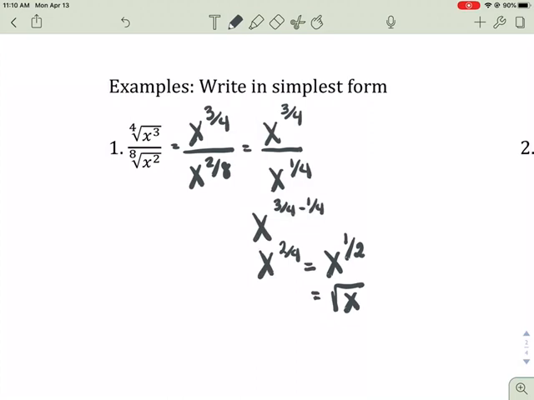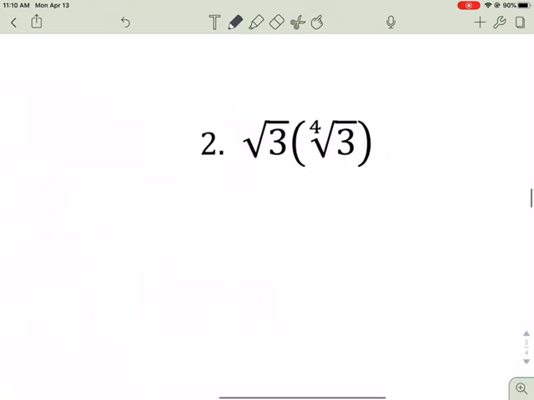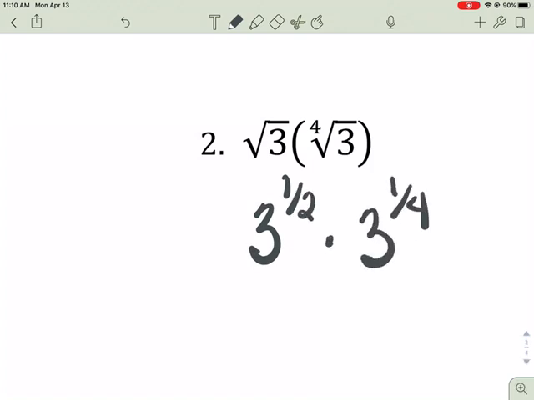Now we can only do this for multiplying and dividing. Don't try and do it for adding and subtracting. All right, so let's try this one. We're going to write 3 to the 1/2 power times 3 to the 1/4 power.